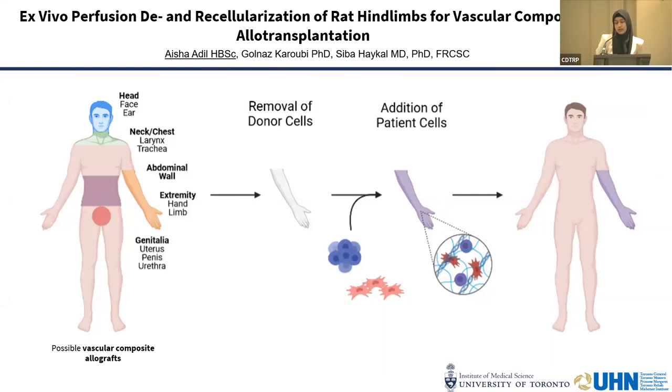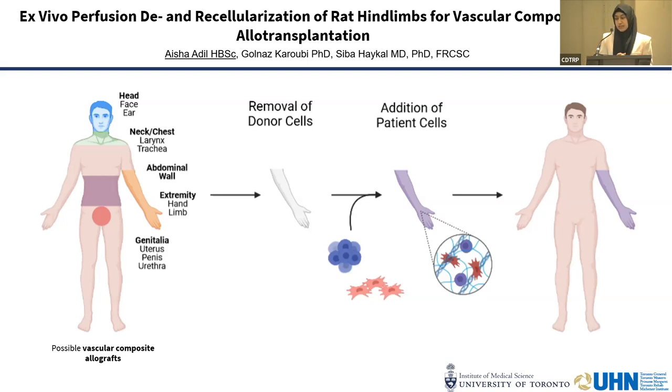When someone has traumatic injuries or surgery to remove cancer, they can have substantial tissue loss that is difficult to reconstruct. While you can take tissue from one part of your body to repair the injured part in plastic surgery, that's not enough for large tissue loss. One option is to transplant multiple tissues containing multiple different types, skin, muscle, nerve, vessels, bone, all together as one unit from a donor to a recipient. This is called vascular composite allotransplantation, or VCA.